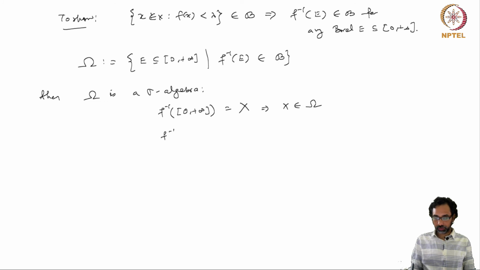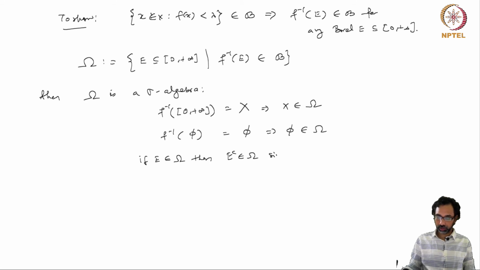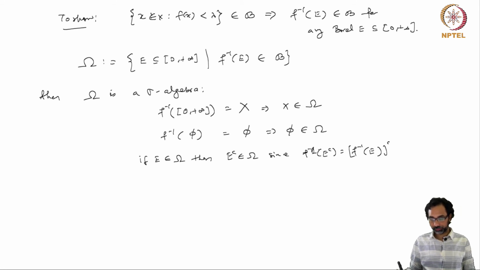f inverse of the empty set is empty, so this implies that the empty set belongs to omega. If E belongs to omega, then E complement also belongs to omega, since f inverse of E complement is equal to the complement of f inverse of E. So it's closed under complements.